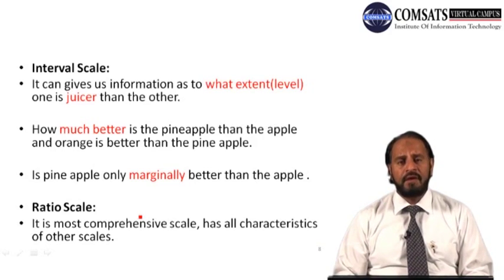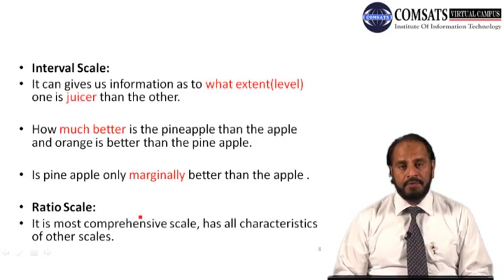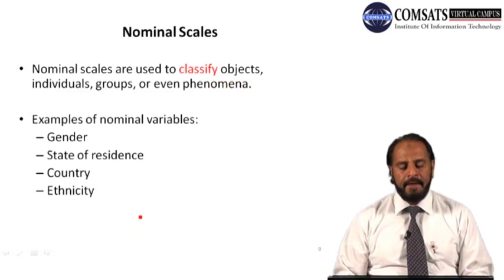On the other hand, the ratio scale is again the most comprehensive scale. It has all the characteristics of the other scales. So whatever data is collected through a ratio scale can usually give all the information which a nominal scale gives, or an ordinal scale gives, or an interval scale gives. Ratio scale gives you all the kind of information which the above three scales give.